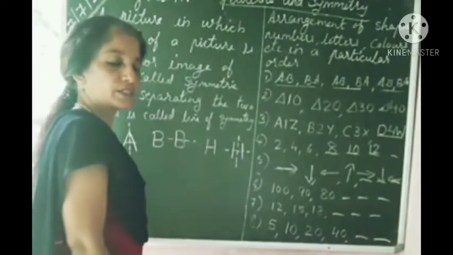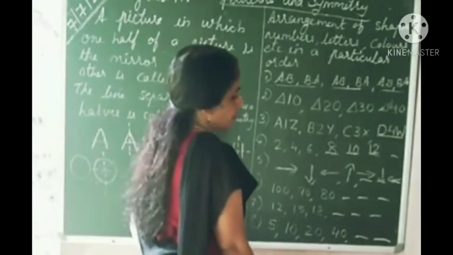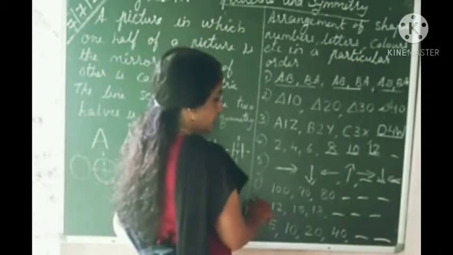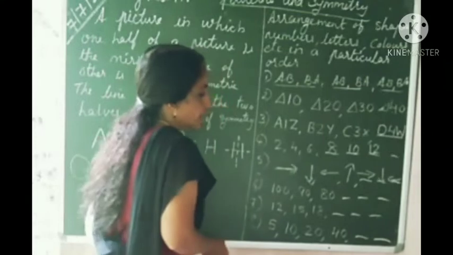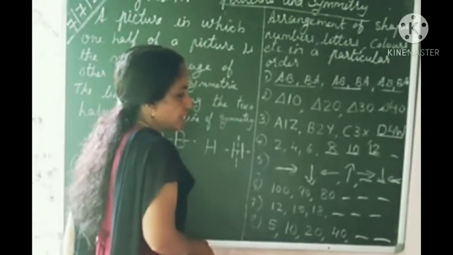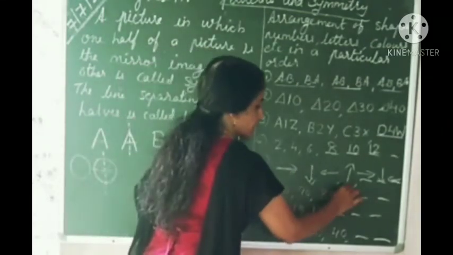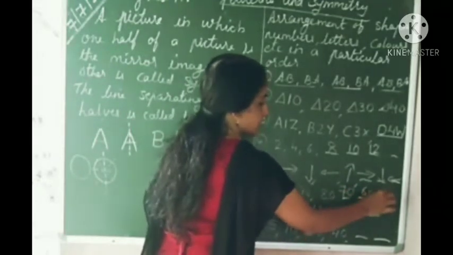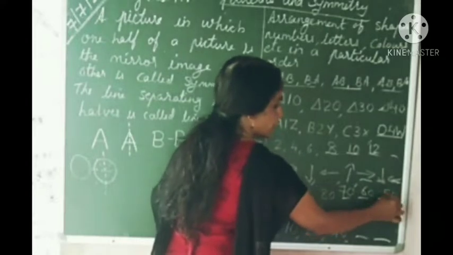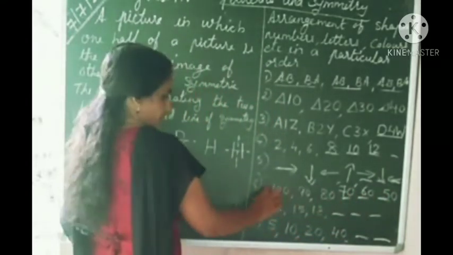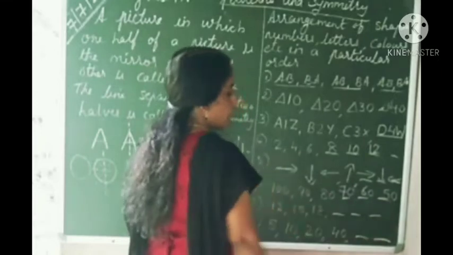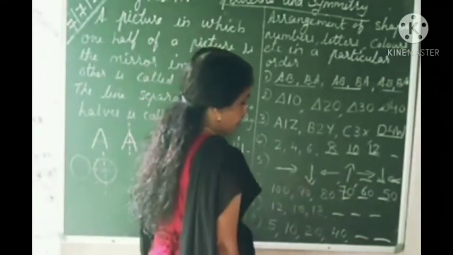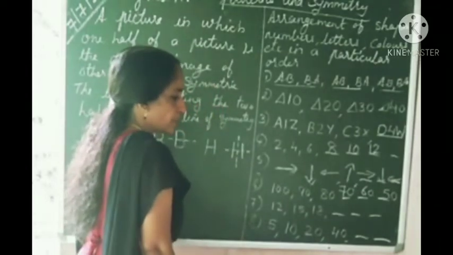Next, 100, 90, 80. Is it in increasing order? No. 100 minus 10 is 90. 90 minus 10 is 80. 80 minus 10 is 70. 70 minus 10 is 60. 60 minus 10 is 50. So is this increasing or decreasing order? Yes, a decreasing pattern.